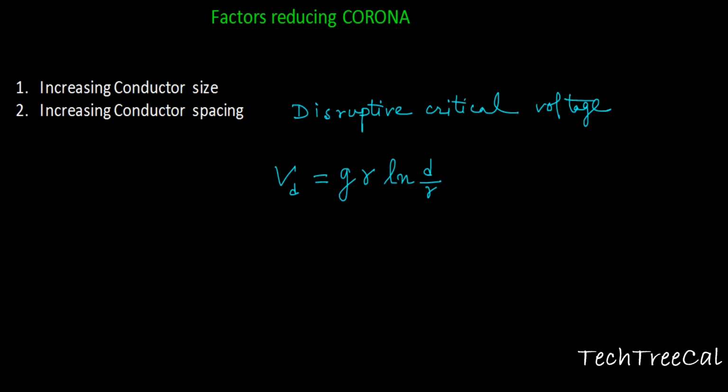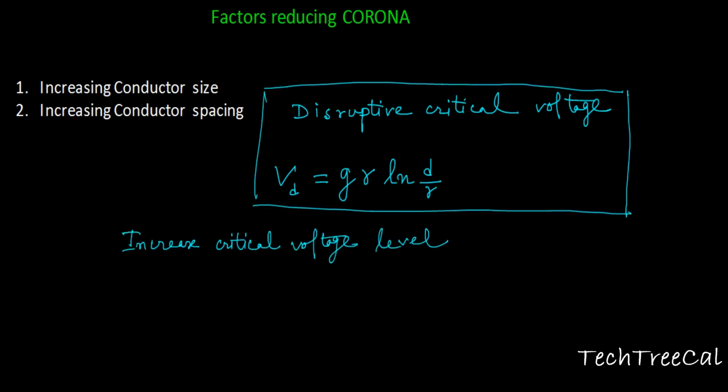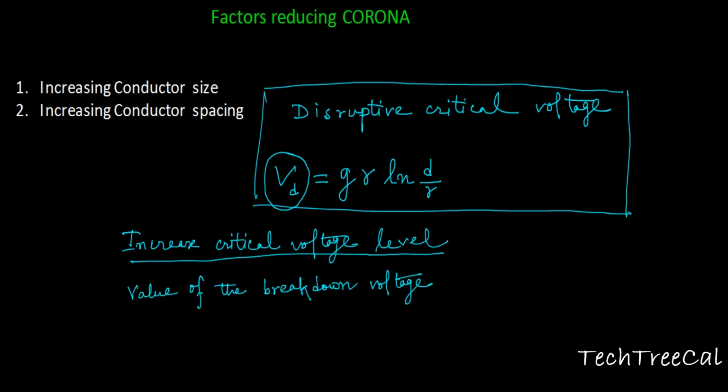See, what is our objective? To increase the critical voltage level. Why? Because if we can increase this critical voltage Vd, that means we are increasing the breakdown voltage at which corona occurs. So to avoid or reduce corona, we need to follow the same procedure by which we can increase the value of Vd. If we can increase the value of Vd, then automatically corona will decrease.